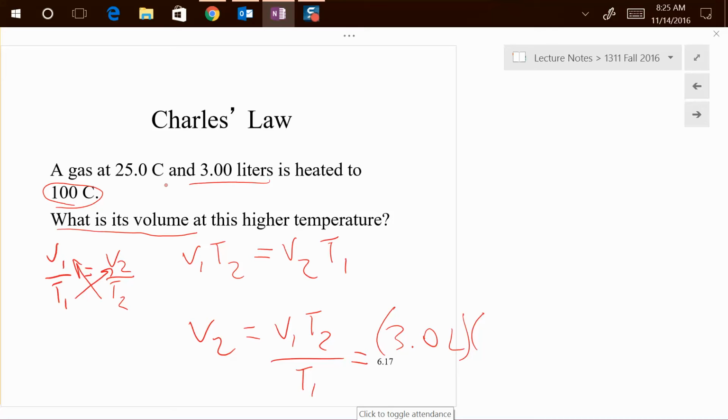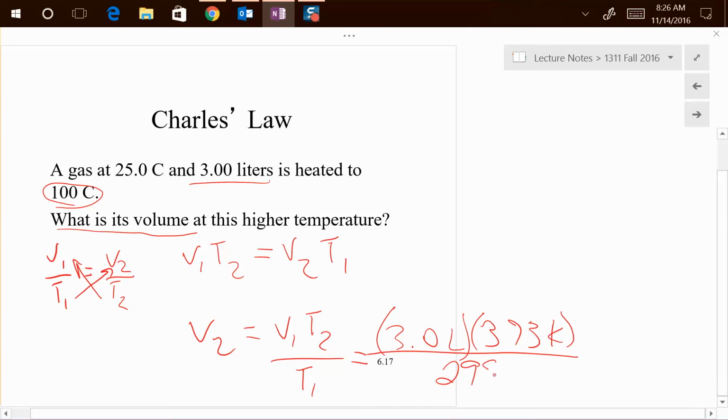So what's the temperature? 100 plus 273? 373 Kelvin. Divided by my initial temperature, which is what? 298 Kelvin. This is the equation. 3 times 373 divided by 298. That's how I'm going to solve this question.